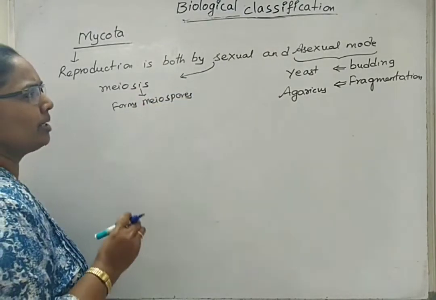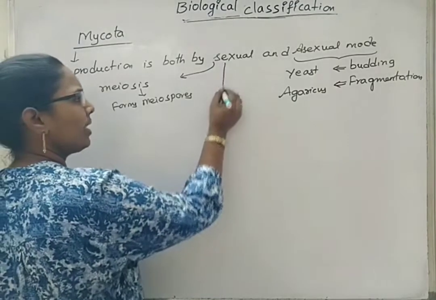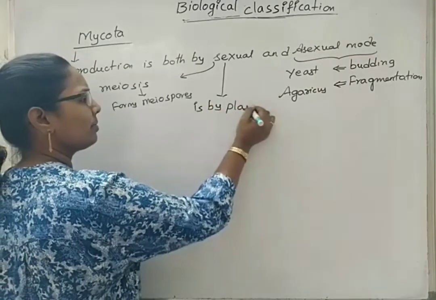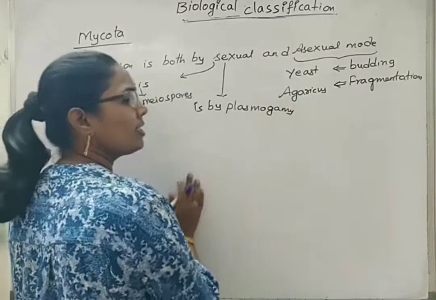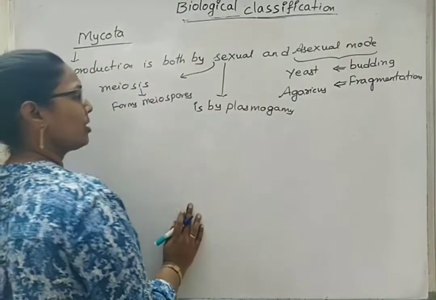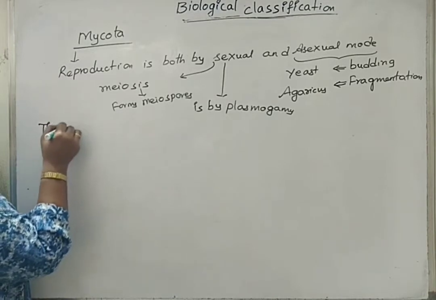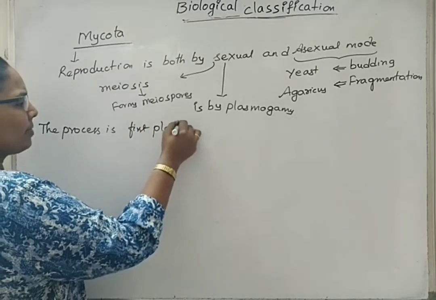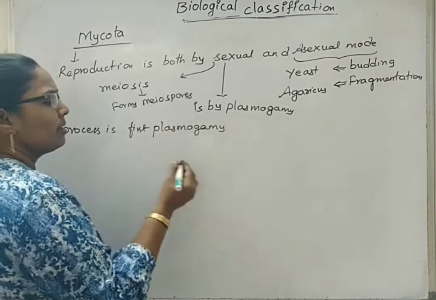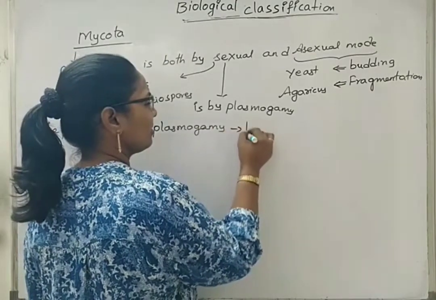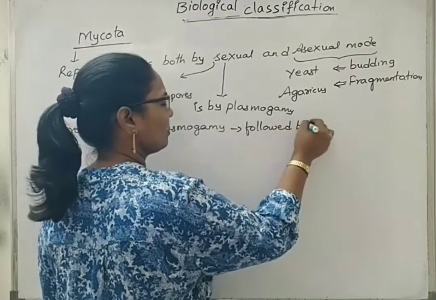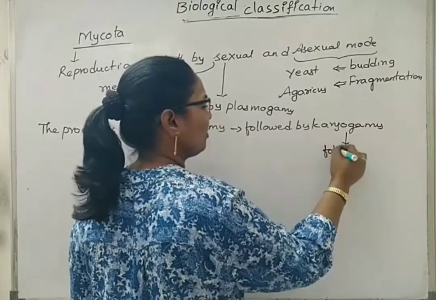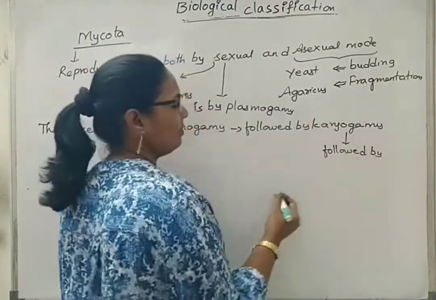Now here there is no special name for sexual mode of reproduction, but we can say sexual mode of reproduction is by plasmogamy, which is later followed by karyogamy, later followed by meiosis. So, the process will be first plasmogamy. This is followed by karyogamy. This is followed by meiosis.